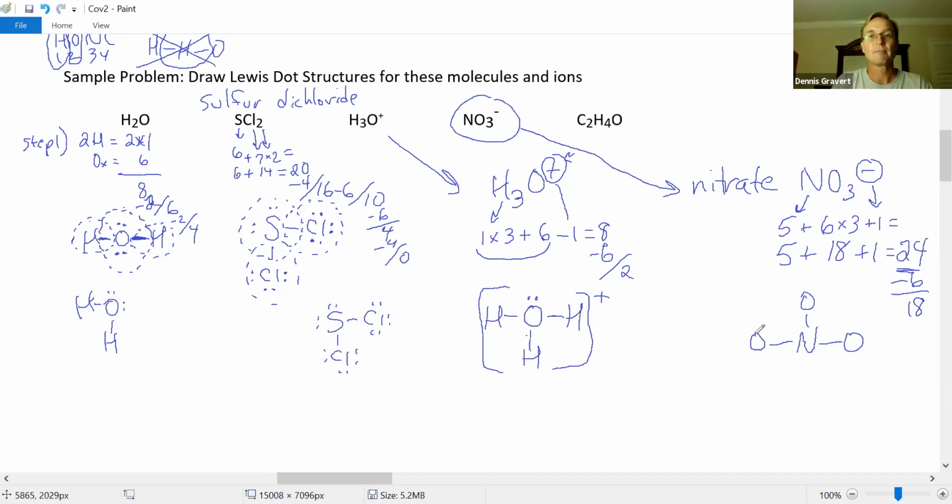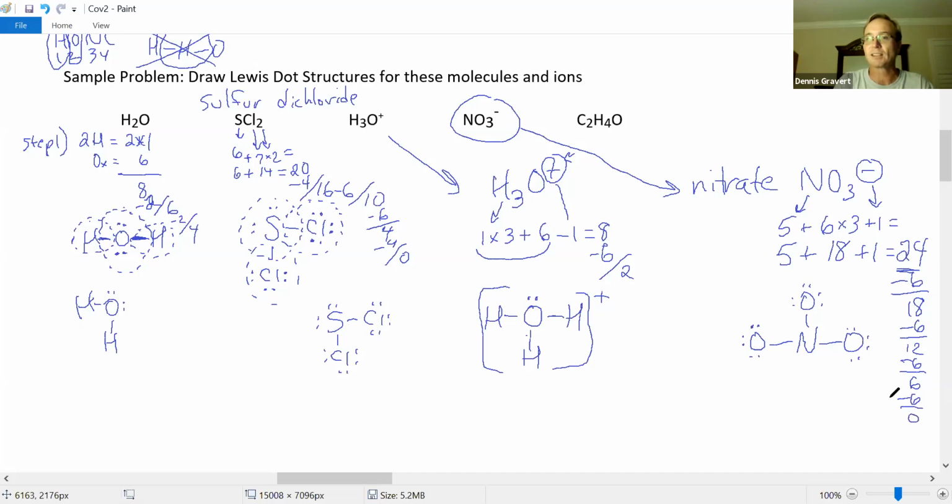Step 3, give an octet to the outer atoms. So oxygen, you need 2, 4, 6 more. Now this O has an octet, and I used up 6. Do the top one. It's got 1 line, 2 dots. So give it 6 more for an octet. 6 electrons remain. Ooh, that's just enough for this oxygen. I've used them all up.